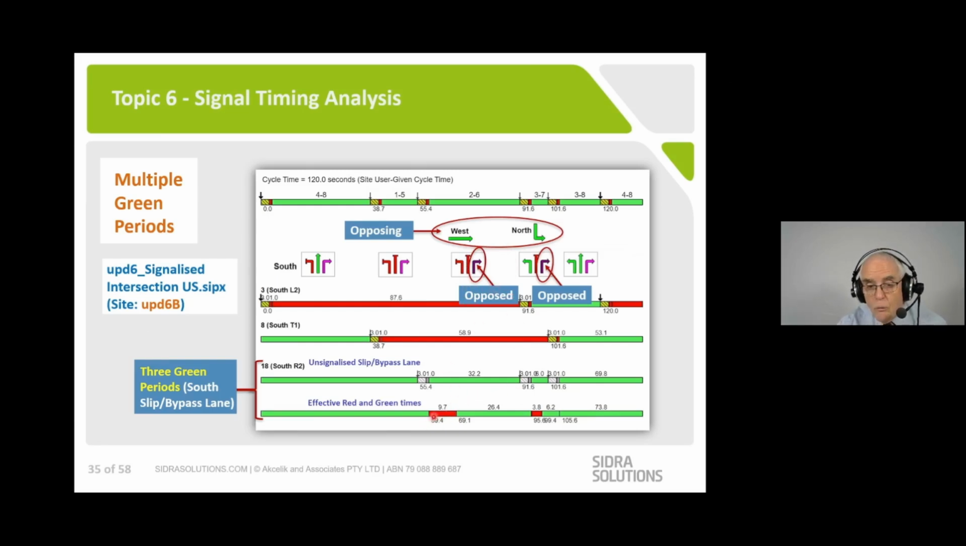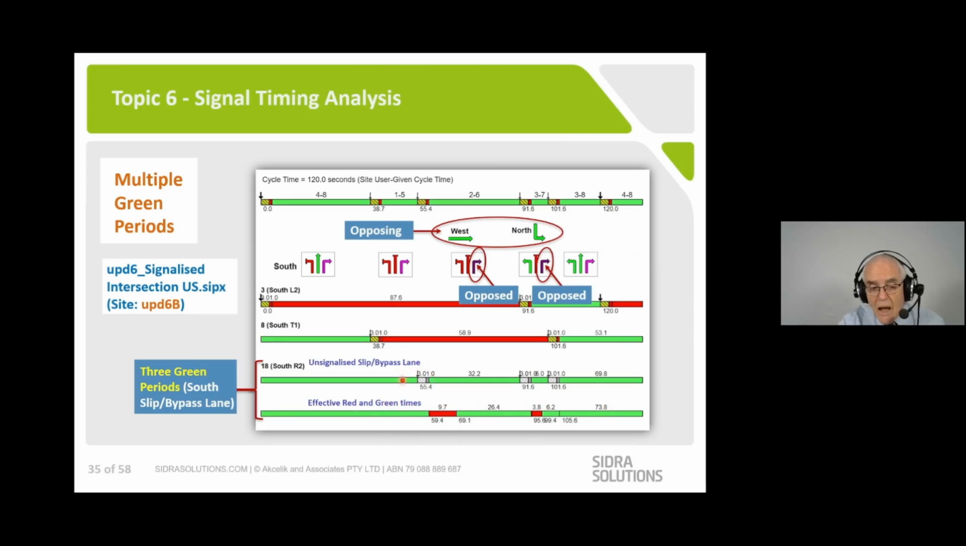So what we're seeing here is 2 effective red periods. That's where the probably higher volume movement running against it, which is the one coming from the west, and also a short amount of effective red, whilst the right turners have to stop and wait for the north-left movement to clear. Rest of it in that case is green.